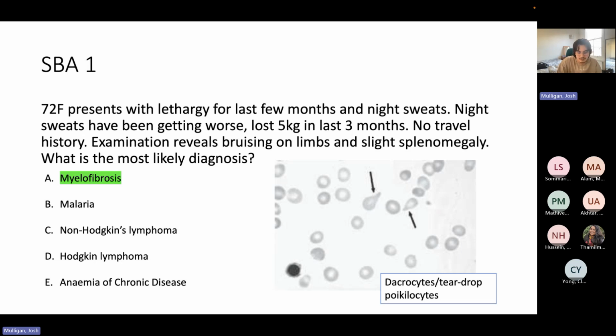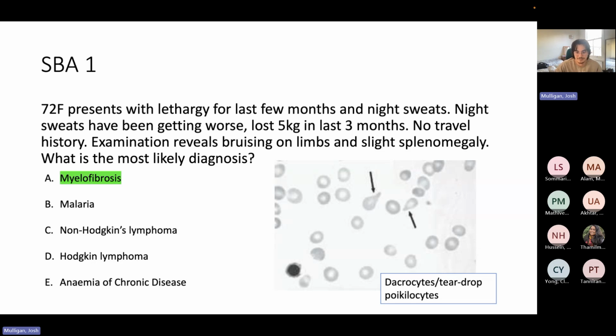So basically if we run through the other answers, in terms of malaria, she hasn't gone anywhere. So that rules that out. The C and D are disorders of white blood cells, and on this blood film, there's not really many white cells; you'd expect loads and loads of them in those conditions. So this is clearly a disorder of red cells. In terms of anemia of chronic disease, there's not really enough else to suggest it's this specifically. There's no other chronic conditions. So myelofibrosis is a good answer.